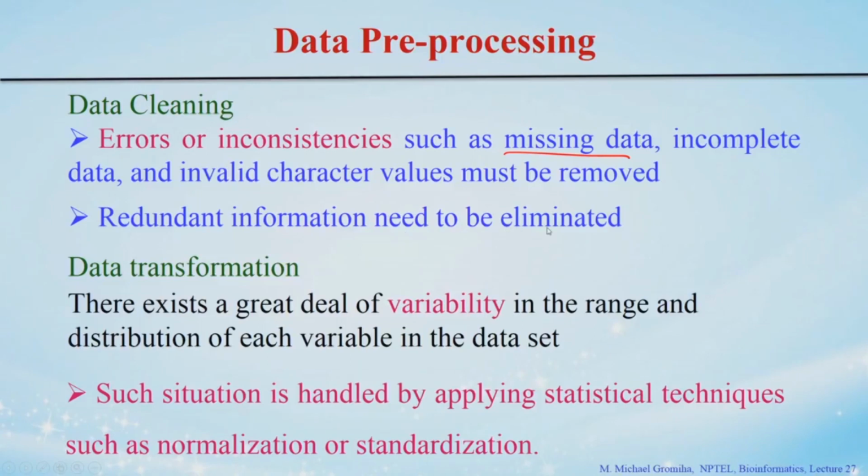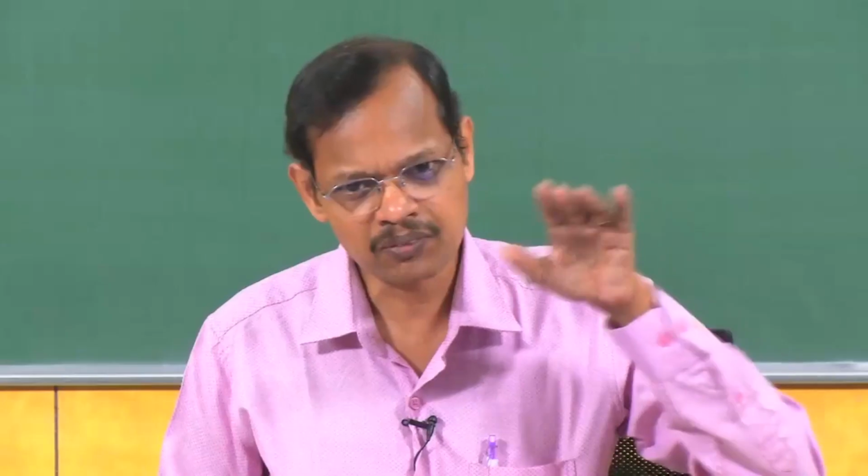Already we discussed the removal of redundancy in the case of protein sequences and protein structures. Likewise, ligands also we discussed. What is the measure used to remove the redundancy in the ligands? Tanimoto coefficient, right, yesterday we discussed.